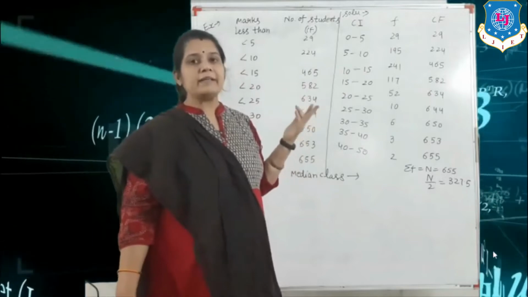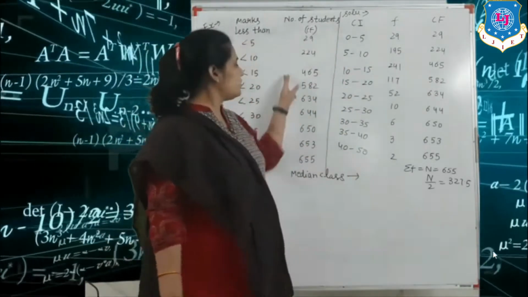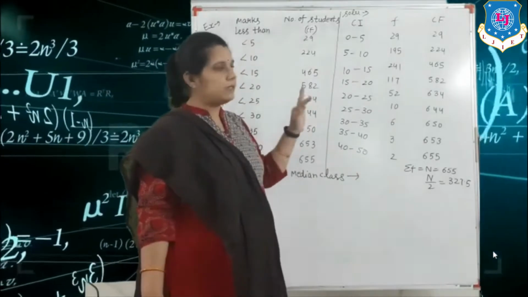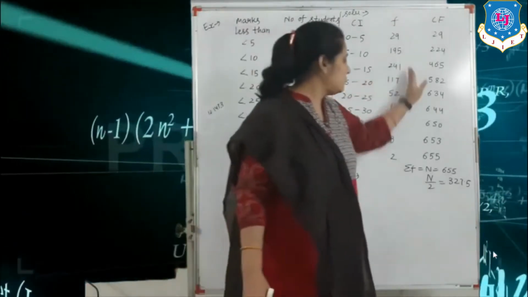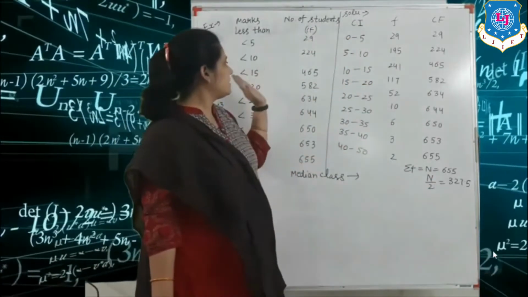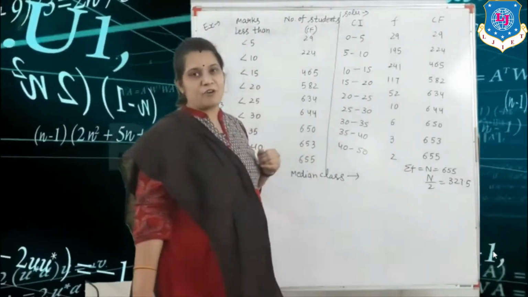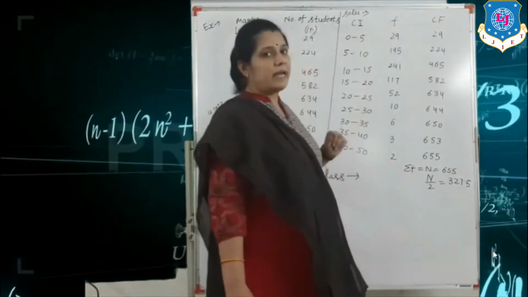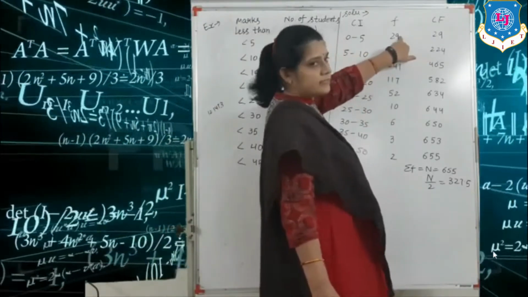So before finding the F, we write here the value of the CF given in your question. So we just copy and paste here 29, 224, and the last value is 655. Okay, we have already seen this type of question, a question given in the cumulative frequency form. So first we map the F, that means frequency. So you write here the first value as it is.